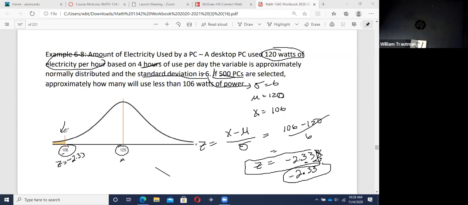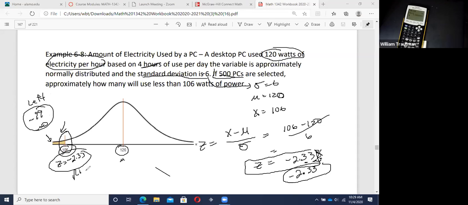2.33. Can somebody tell me, is this the right side or the left side that we're looking at? The upper or the lower? That 106. This negative 2.33, is that the right side or the left side? It's important to see that because it's kind of confusing. The lower is way over here at negative infinity. And don't forget, for negative infinity, we use negative 99. So for the left, we type into our calculator negative 99. For the right side, the upper, we type in negative 2.33. We're just trying to calculate the shaded part. So that's what I'm going to put in my calculator.